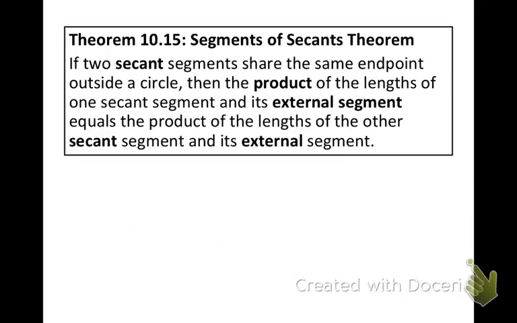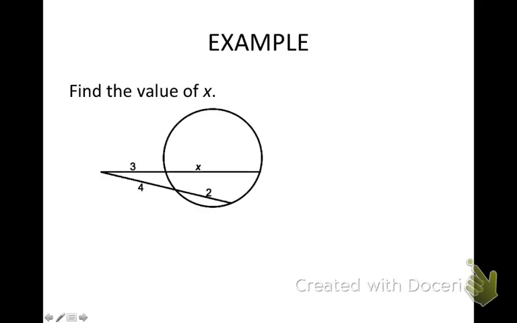Alright, so looking at this example, I've got two secants. So let's work on the top one first. My external part is 3 times the sum of the two, which would be either x plus 3 or 3 plus x, however you want to write it, is equal to, now let's do the bottom one. My external is 4 times the sum of the two. What is 4 plus 2? 6. Good. So 4 times 6.